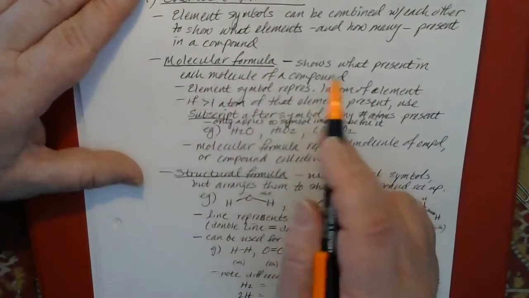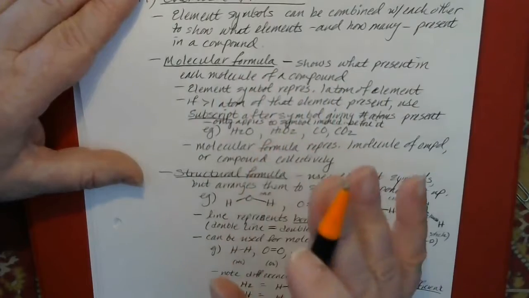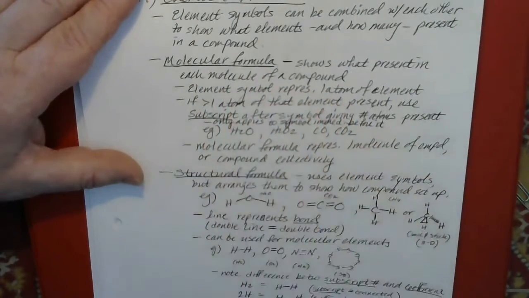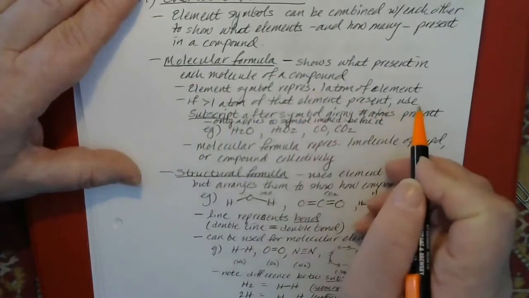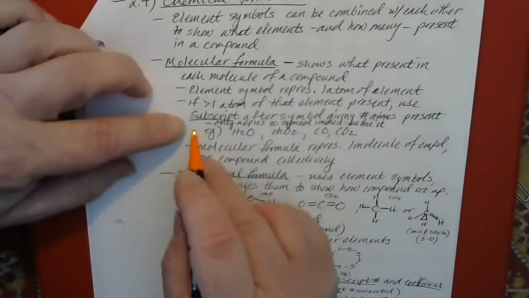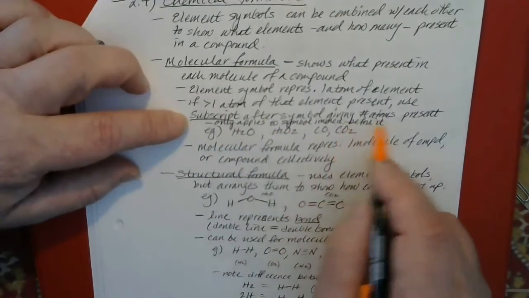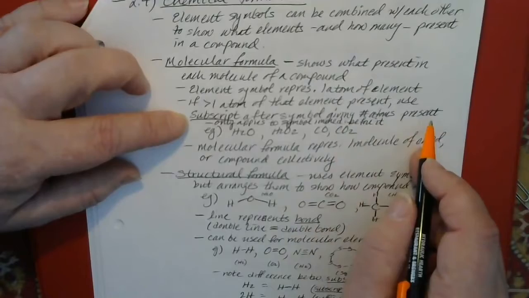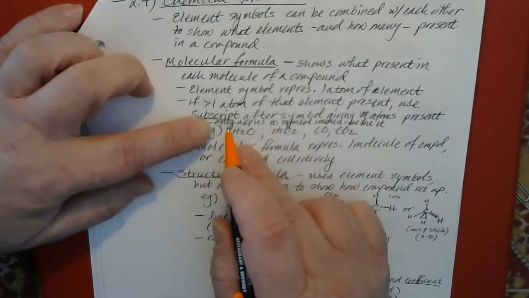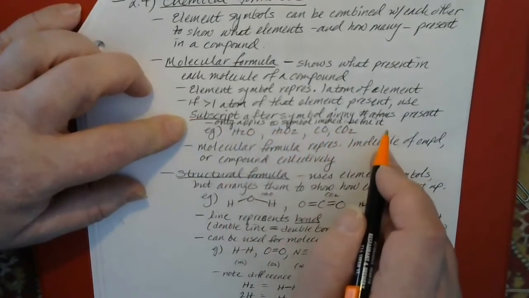The molecular formula just shows what's present in each molecule of a compound, how many atoms of which elements. And the element symbol itself represents one atom of an element. If there's more than one atom of that element present, then you use a subscript number after the symbol of the element, showing how many of them there are. That subscript is important to remember. The subscript only applies to the symbol immediately before it.